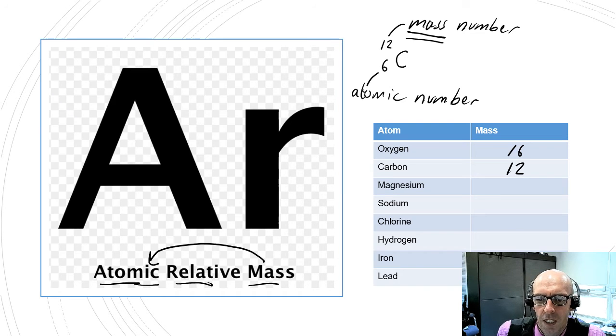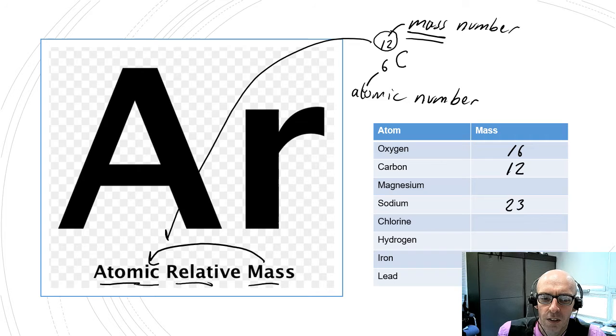I'll give you another one anyway. Sodium. Hopefully you found it in group 1, 23. So fill in the masses, and then you've had a bit of practice, and in your notes it's always the bigger number that we're looking for, the relative atomic mass.